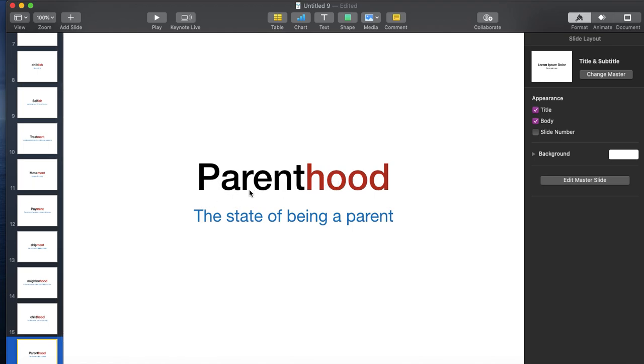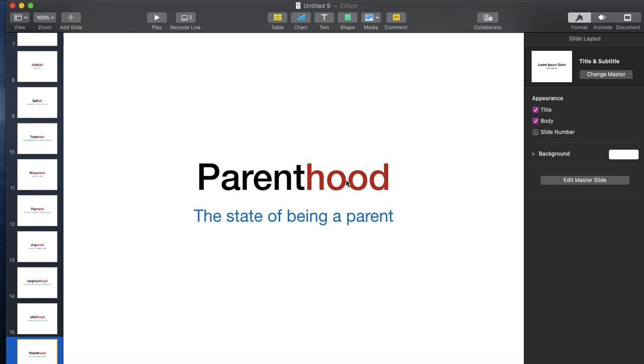Parenthood. Parent is the base word, and I added the suffix hood. You know who the parents are? Like your mom and dad, your father and mother. They are the parents. So parenthood is the state of being a parent. When you become a mom or a dad, this is your parenthood. You're living with your child, you're raising a child. So this is parenthood when you have a child. Okay.